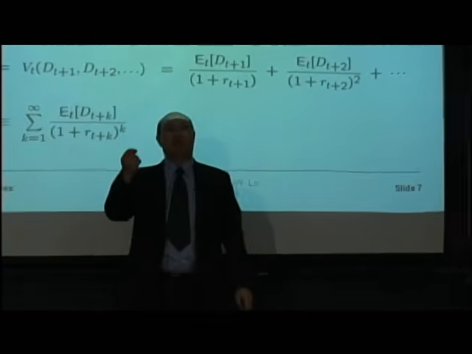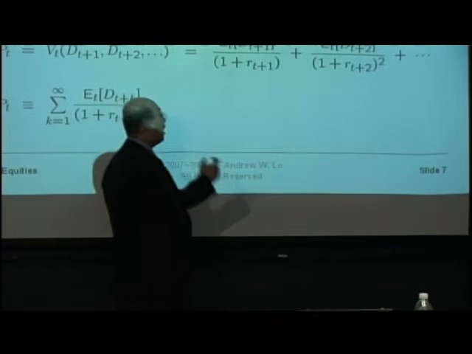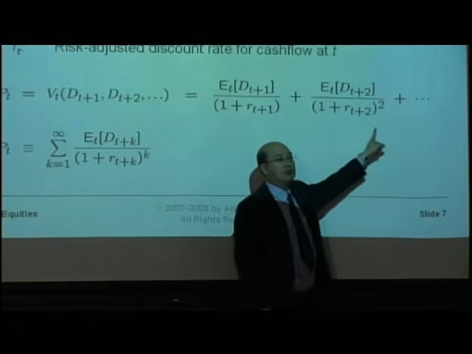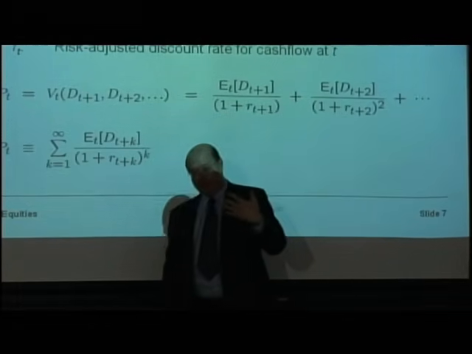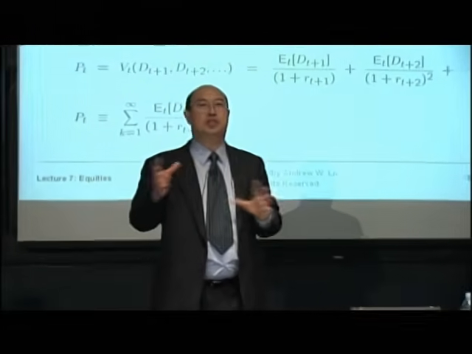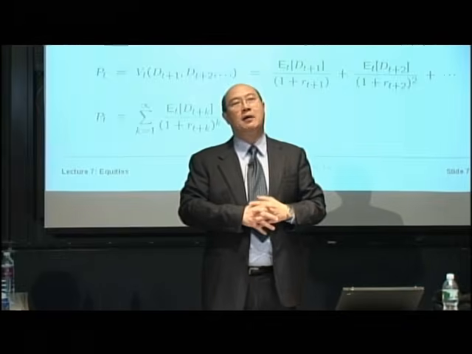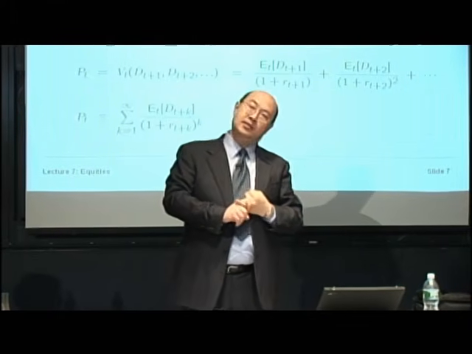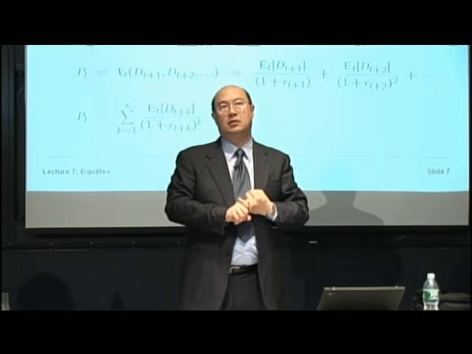Now you'll notice that the rate of return, this R, I've put a subscript t+1 and t+2 and so on. I'm explicitly recognizing the fact that the appropriate risk adjustment changes over time as market conditions change and as the business changes, okay?